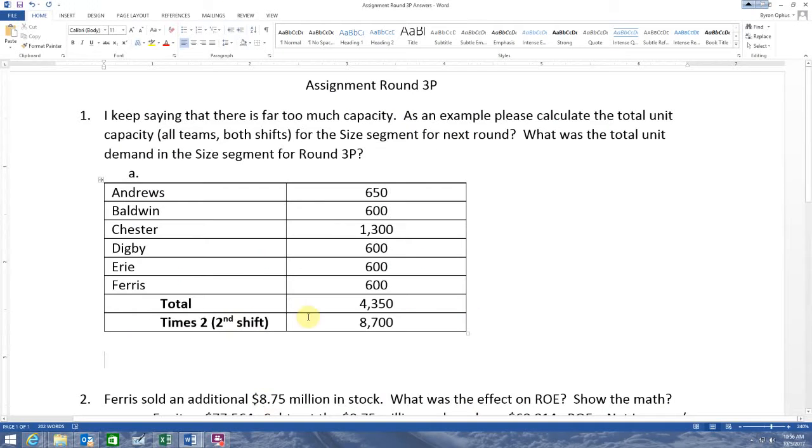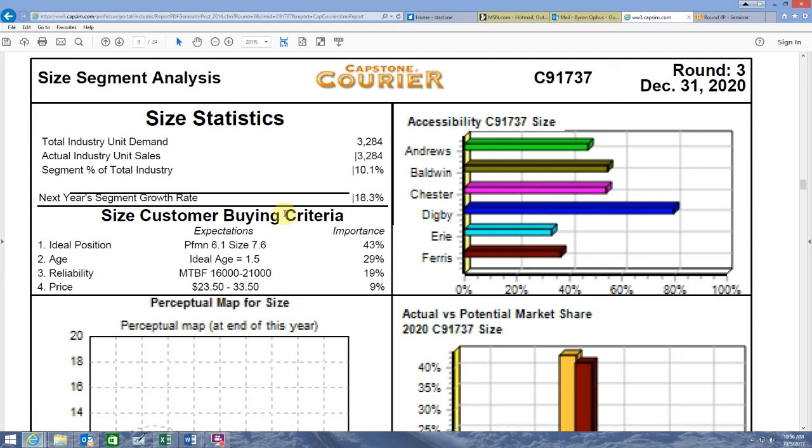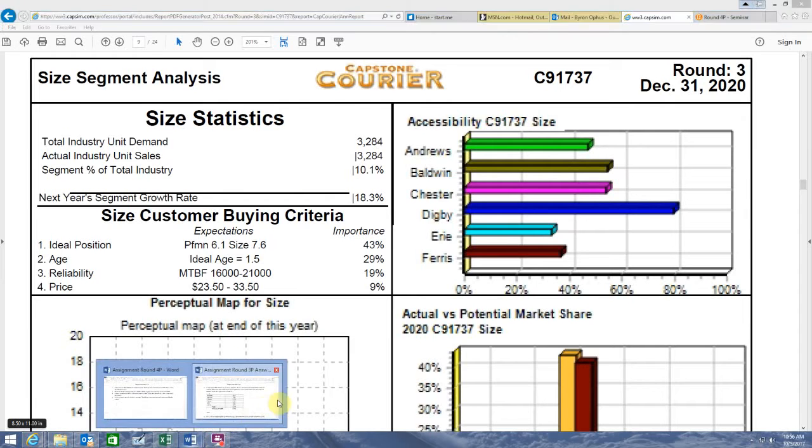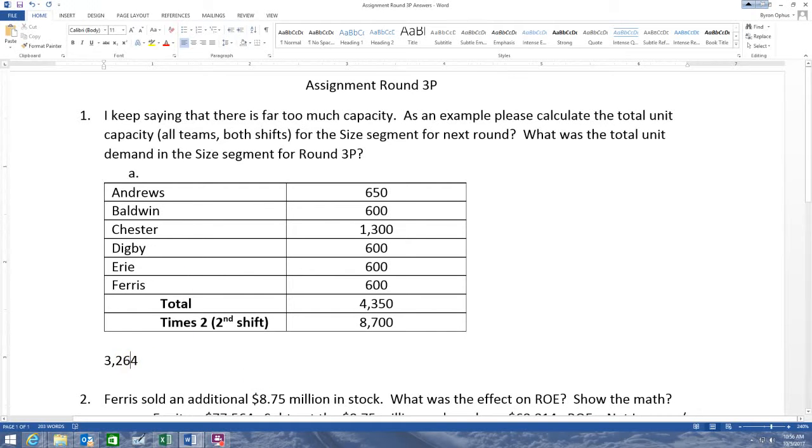Okay, so we have the capacity to make as an industry, with all of you guys combined, 8.7 million units, and the demand even going into next year is going to be about 3.6 million. For this year, it was only 3,284. Okay, so 3,284. Yeah, so boy, I mean, almost 3 times the capacity that we need.